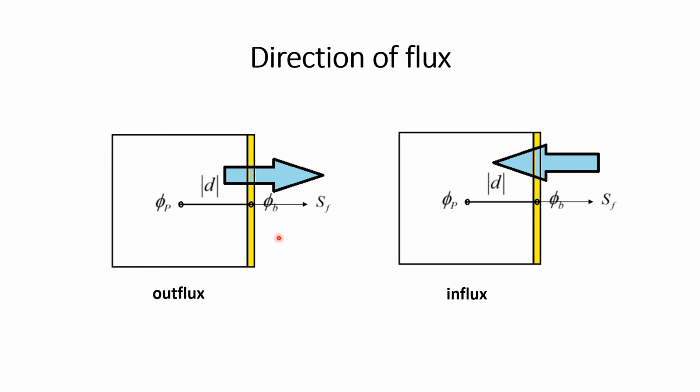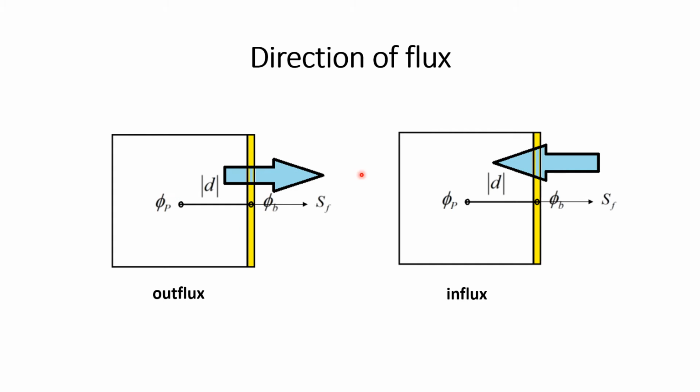So no need to do here. We'll just find what is phi b. Okay, so see, outflux. When I say outflux, it means something is moving out of the domain which I have prepared. So see, it is moving out. And when I say influx, something is moving inside the domain, that is influx.